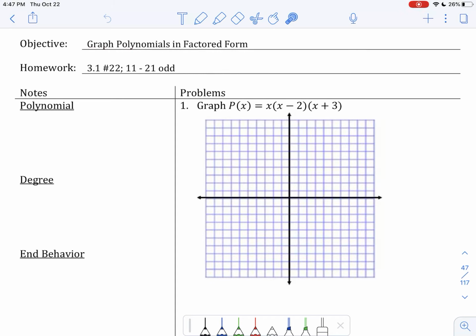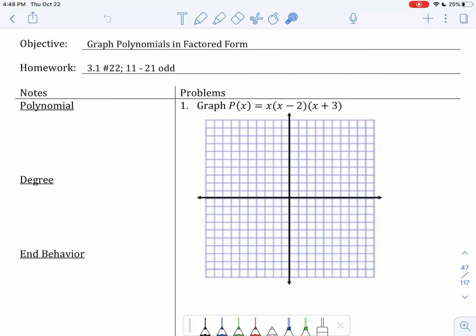Today we're going to talk about graphing polynomials, and we're actually going to spend this whole week talking about graphing polynomials. We're going to start today's lesson talking about factored form, and we'll continue to standard form, and then of course using our graphing calculators.